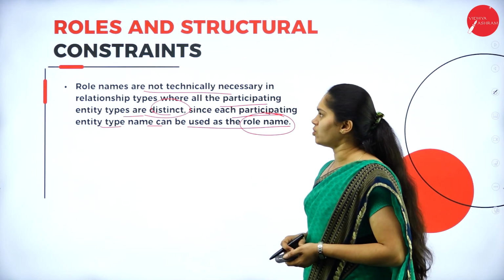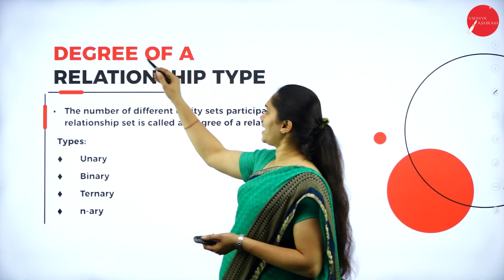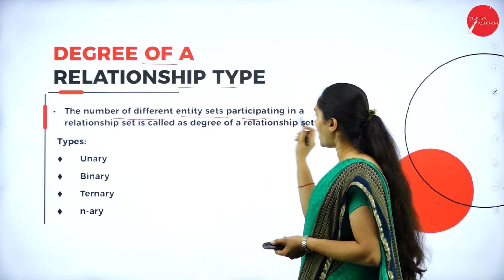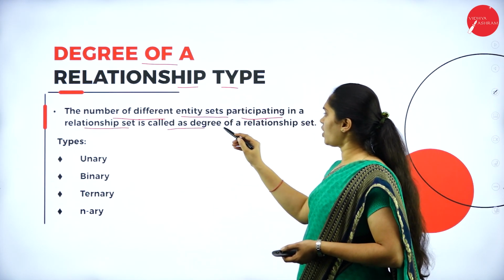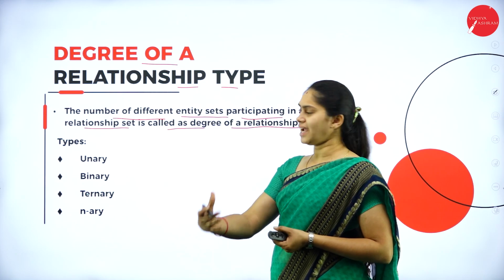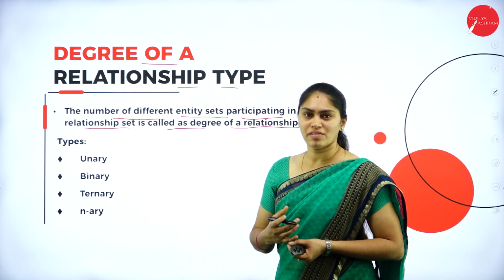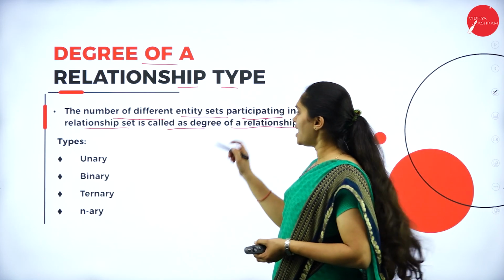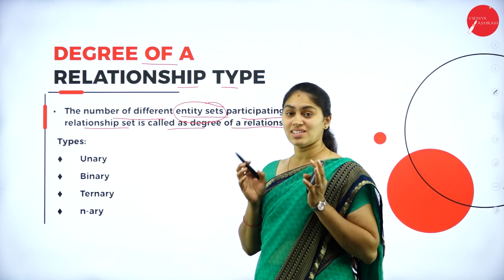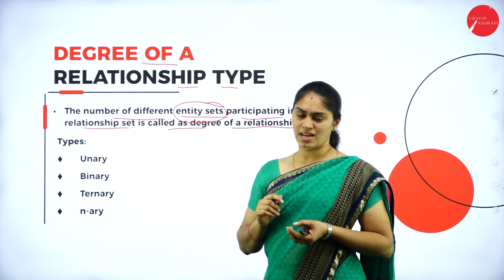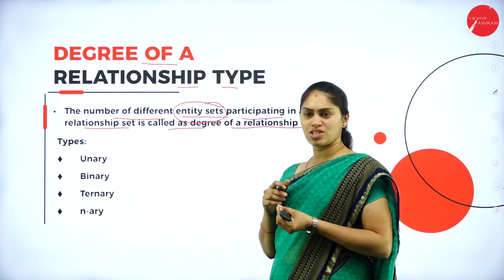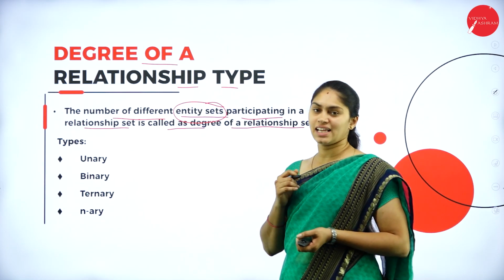That is all regarding roles. Then what about the degree of a relationship type? What do you mean by degree here? The number of different entity sets participating in a relationship set is called the degree of the relationship set. So if we have 5 entity sets, then we say that the degree of the relationship set is 5. Why? Because I have 5 different entity sets participating in the relationship set. Based on how many entity sets are participating in a relationship set, we find the degree of a relationship.